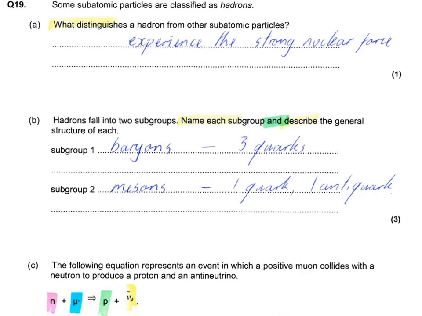Then we've been told hadrons fall into two subgroups. Name each subgroup and describe the general property. So baryons and mesons are the two subgroups. That's worth 1 mark. Explaining that baryons are made up of 3 quarks gets you the 2nd mark. And mesons being made up of 1 quark and 1 antiquark, the 3rd mark. Straight learning here. There's no getting around it. You just need to go away and get this information learnt.